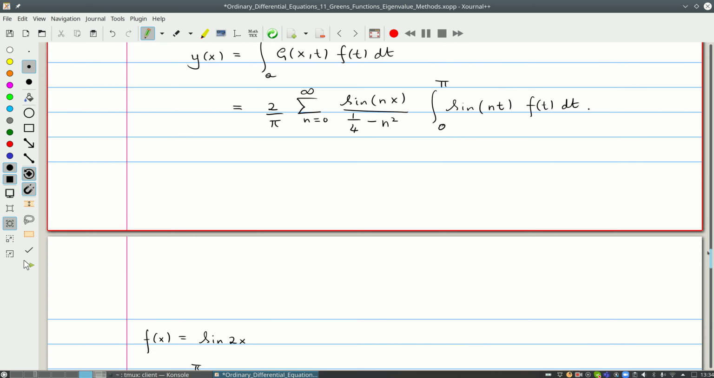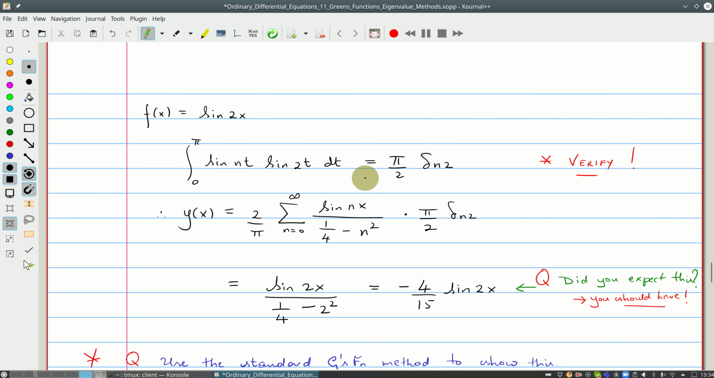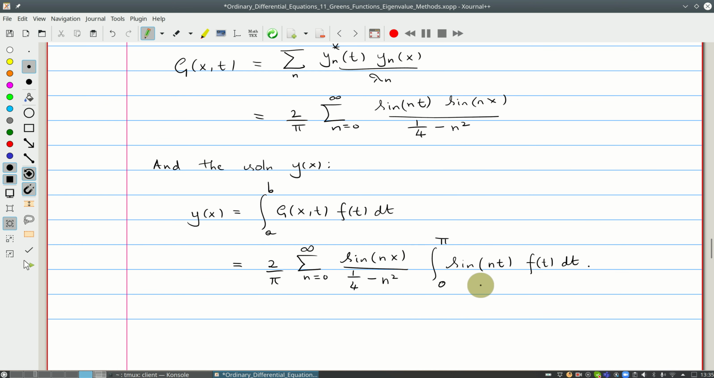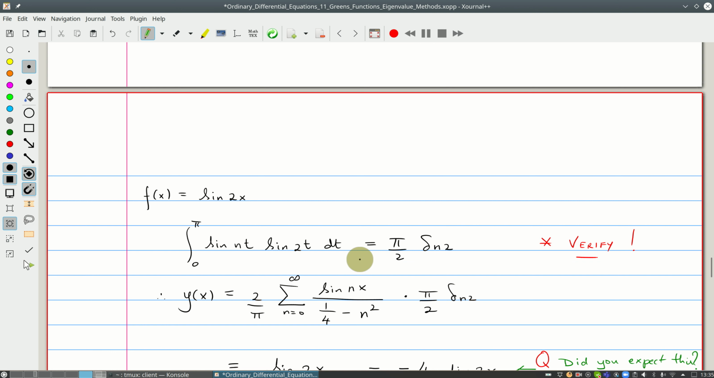And I'd asked you to think about what will happen when the source function is in fact an eigenfunction. Now what we get here, and I'd like you to show this, is that if you put f of x as sine of 2x in this integral here, you get pi over 2 times the Kronecker delta of n2, which means it's 0 unless n is equal to 2, in which case it's equal to pi over 2. So that goes into our solution.